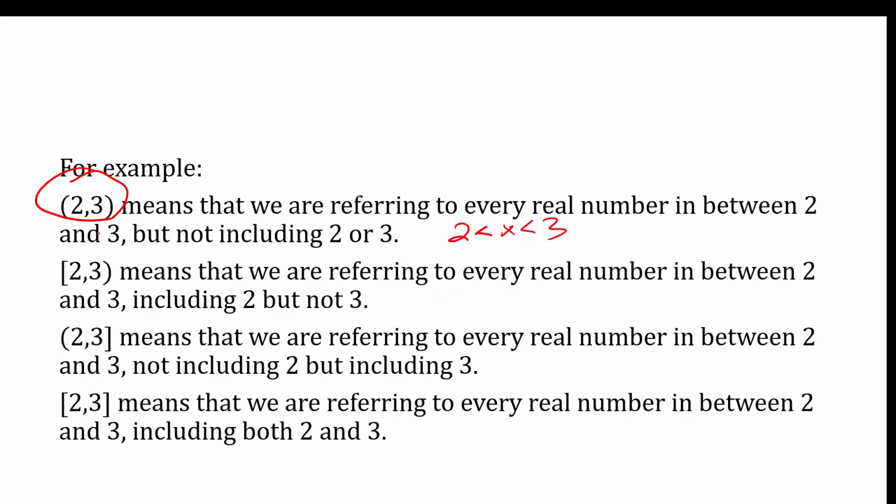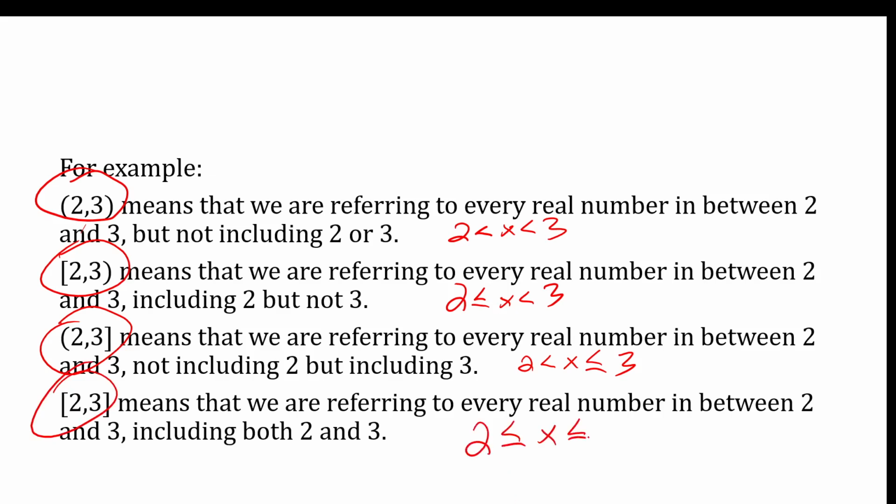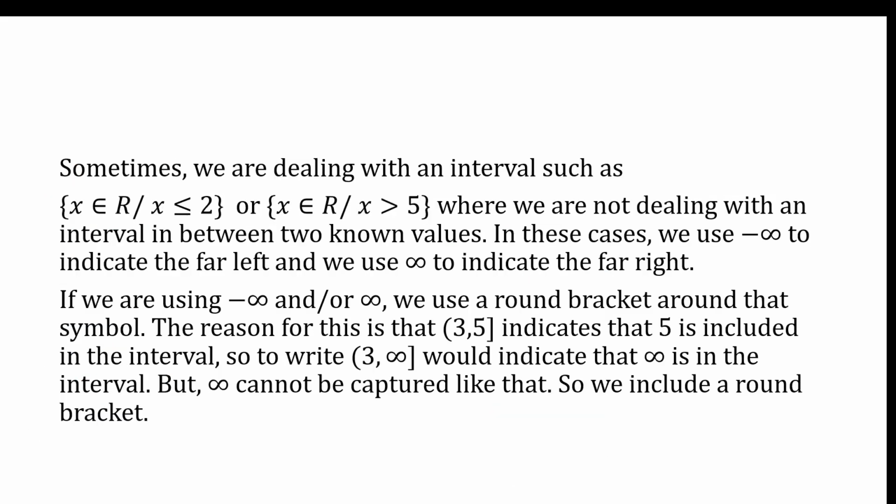On the other hand, if I write [2, 3) like that with a square bracket, that would mean we're including the 2. If I wrote (2, 3] like that, it would mean that we were not including the 2, but we were including the 3 because the 3 had the square bracket. And if both the 2 and the 3 have the square bracket, that means we're saying 2 is less than or equal to x is less than or equal to 3.